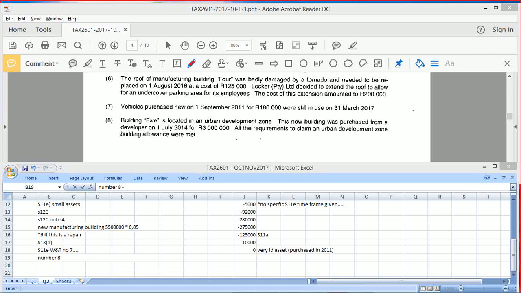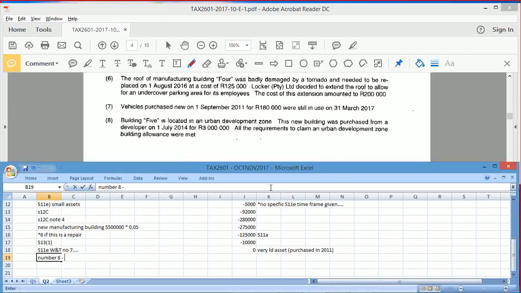I would say 8 is looking at your urban development zone after the first year, basically. So? What I did was take the 3 million multiplied by the 8% for 10 years. But 8% for this year. Yeah, because the first year would have got the 100%. Yes, sir. Okay, good. Alright, so this would have been a normal deduction in terms of capital allowances, section 13 quad.